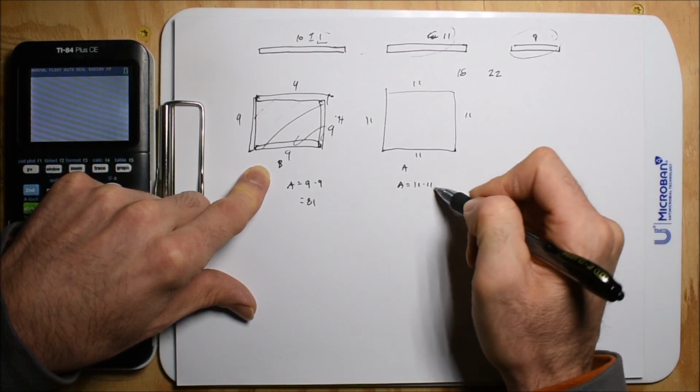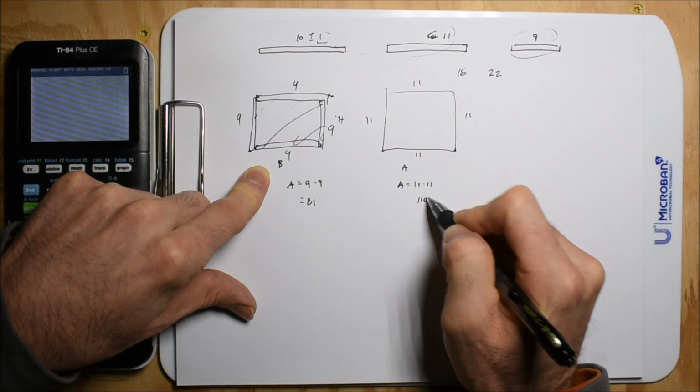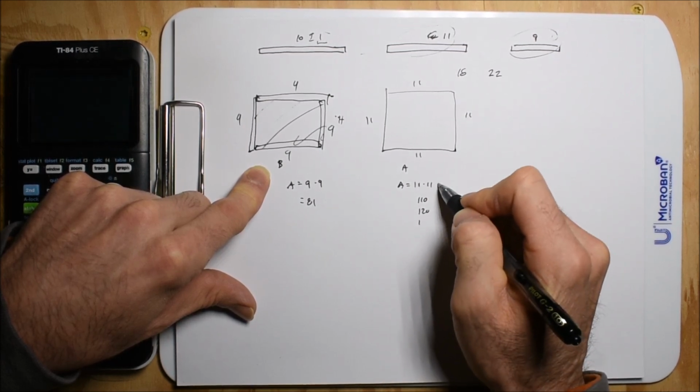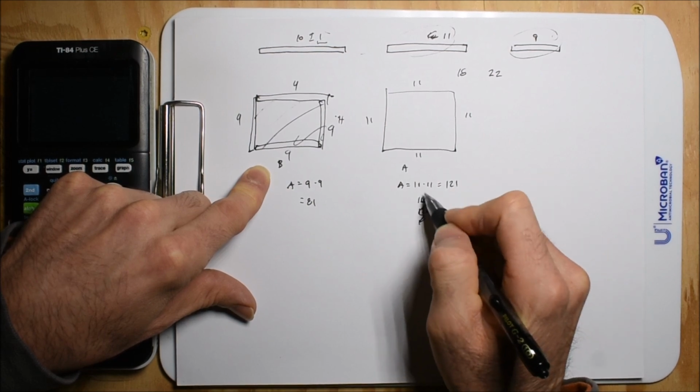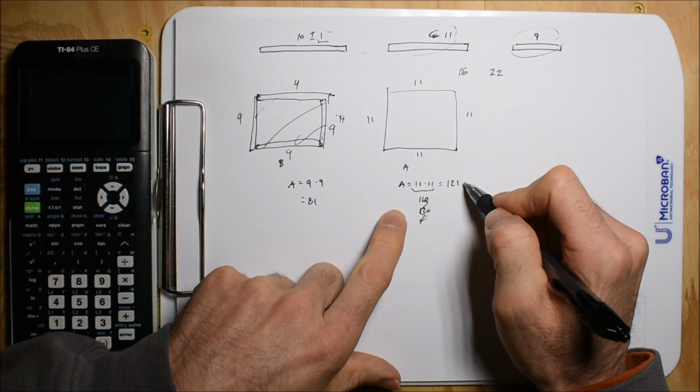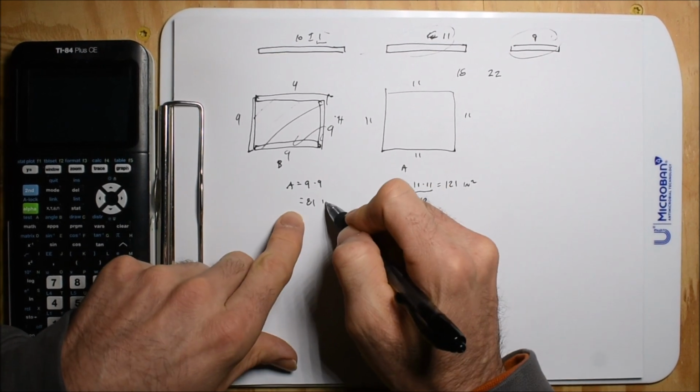Can I do this without a calculator? 11 times 10 is 110, plus 11 is 121. Alright, hell yeah, look at that. I was going to go right to the calculator for that. But 121, and this is inches squared now.